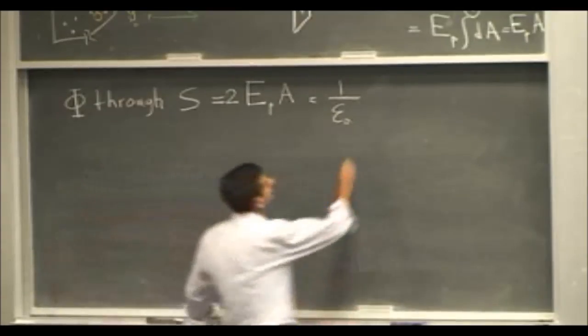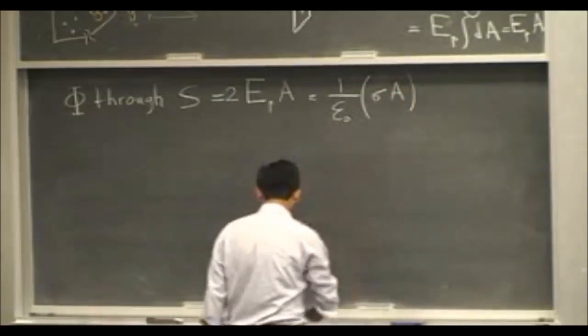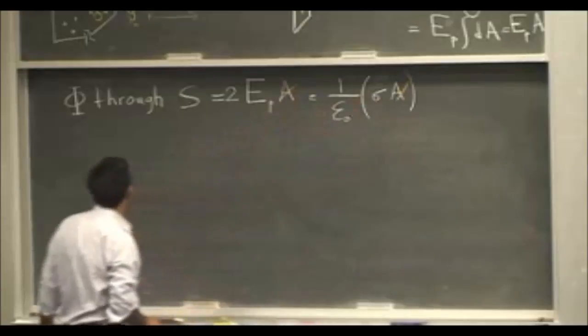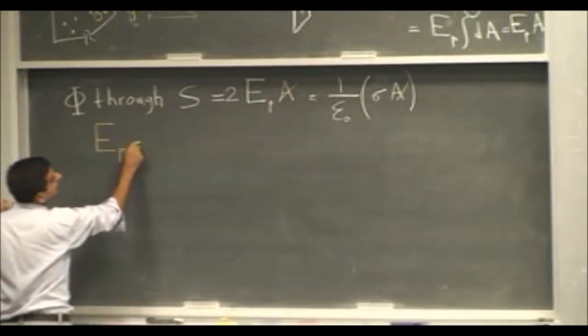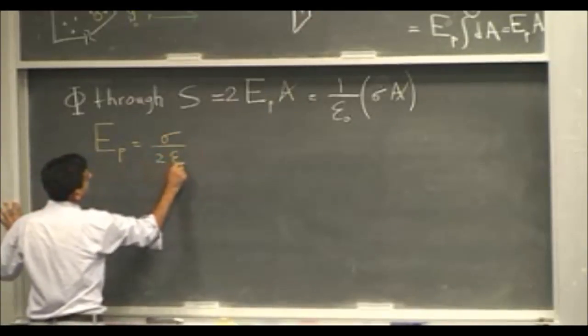Sigma A. This A goes away and I'm left with EP equals sigma over 2 epsilon naught.